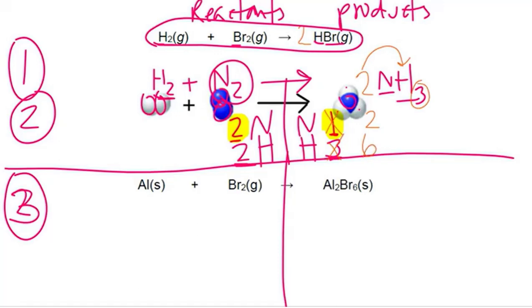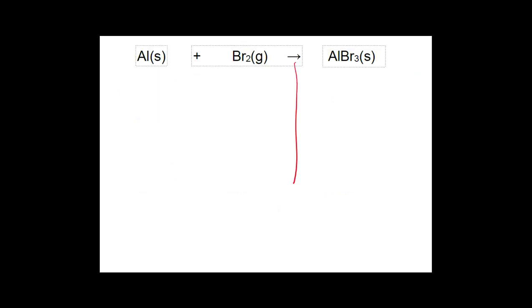Now, my N's are good. If I look at 2 N's on the left, 2 N's on the right. But now I need to have 6 H's on the left. 3 times 2 is 6 H's, and now we match. Okay, let's look at our last one that's here. We'll have more, don't worry. Let's look at this last one.